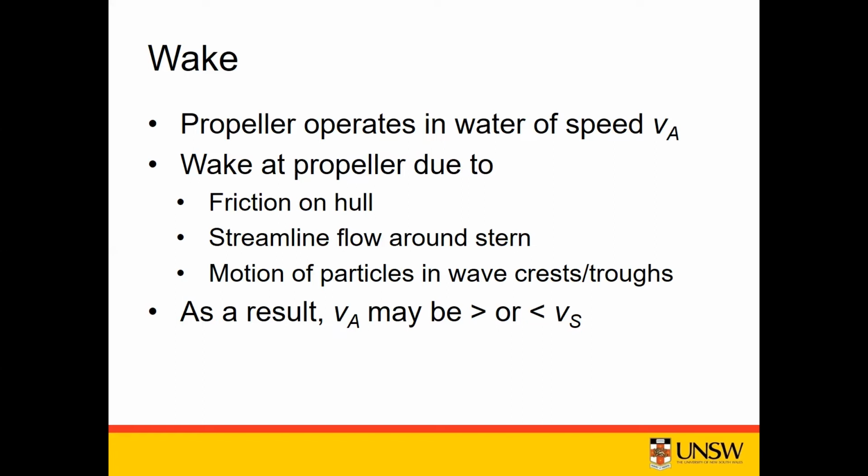And that means that the water particles there are moving sternwards and actually increasing the speed of advance of the propeller through the water. So as a result, if the wave particles in the trough at the stern are moving faster than the sum of the boundary layer, the friction on the hull, and the streamline flow, you may have the speed of advance greater than the speed of the ship. Or if it's not as large as that, if you have a lower speed-length ratio, the speed of advance may be less than the speed of the ship.